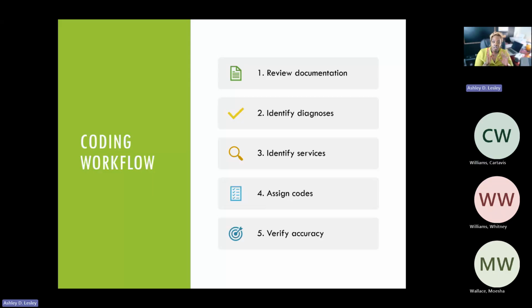So now that I know everything that happened and what he did, at that point, I will assign my codes. I will use my CPT book to select my codes for the services. I would then use my ICD-10 book to identify the correct diagnosis codes. And of course, once I select my codes, I would verify that everything is accurate and correct. And at that point, I will submit my UB-04 or my CMS-1500, which is the form that you submit for payment for the insurance company to verify and reimburse us.